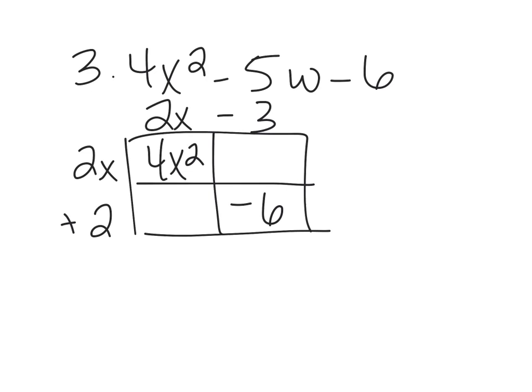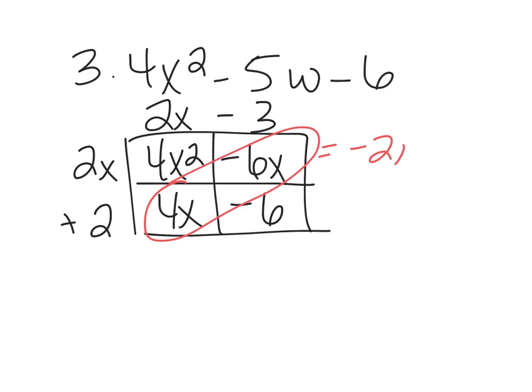So 2x times negative 3 is negative 6x. And 2 times 2x is 4x. Well, that's going to give me negative 2x. And if I put the 3 here and the 2 here, that's just going to give me 6x here, negative 4x here, so it's positive 2x. So I'm thinking I need to change my first factors. So let me try again.